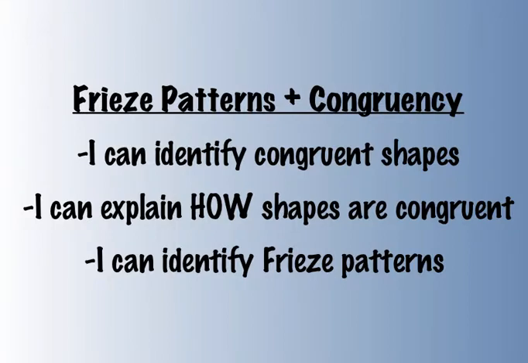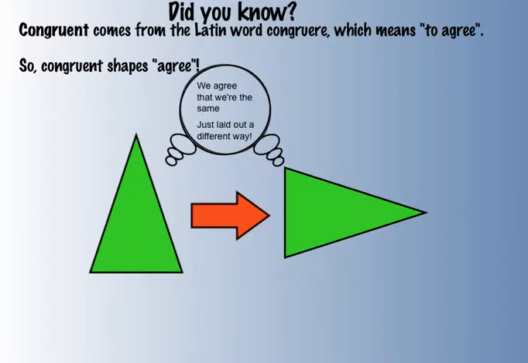Let's get started. Let's go ahead and revisit the concept of congruent. Congruent comes from the Latin word congruere. There you go, there's your knowledge for the day, which means to agree. So at the end of the day, congruent shapes agree. Think of it like that. These triangles are saying, we agree that we're the same, we're just laid out a different way.